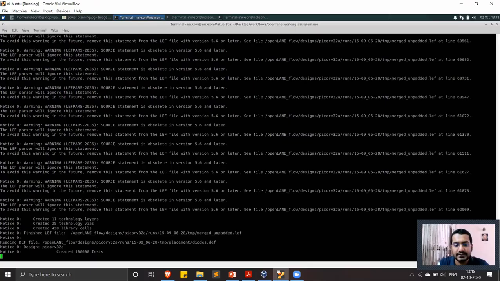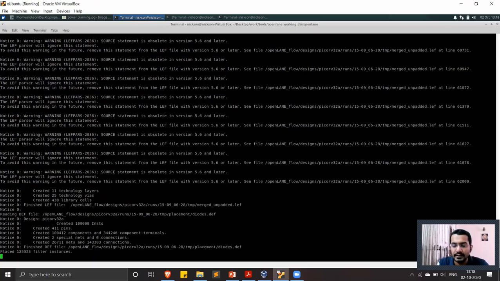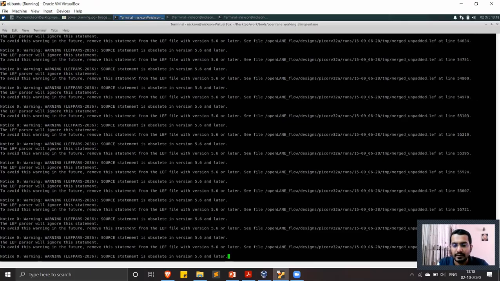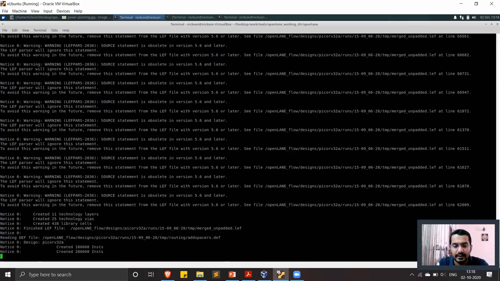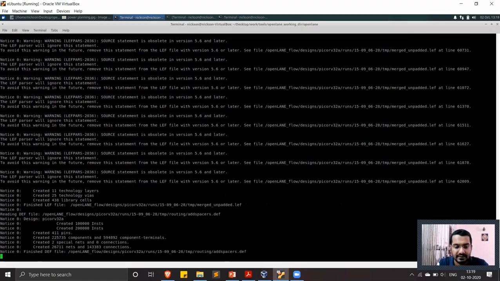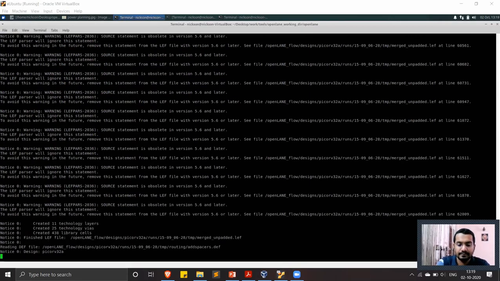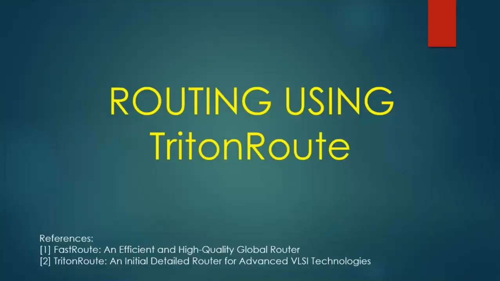Meanwhile, I will just shed some light on the TritonRoute which we are using for the routing, which will give an idea about the different stages, different phases of the routing. So the routing, as I told before, is using TritonRoute as the routing engine. The references which I have used for this PPT are from the two sources which you see below.